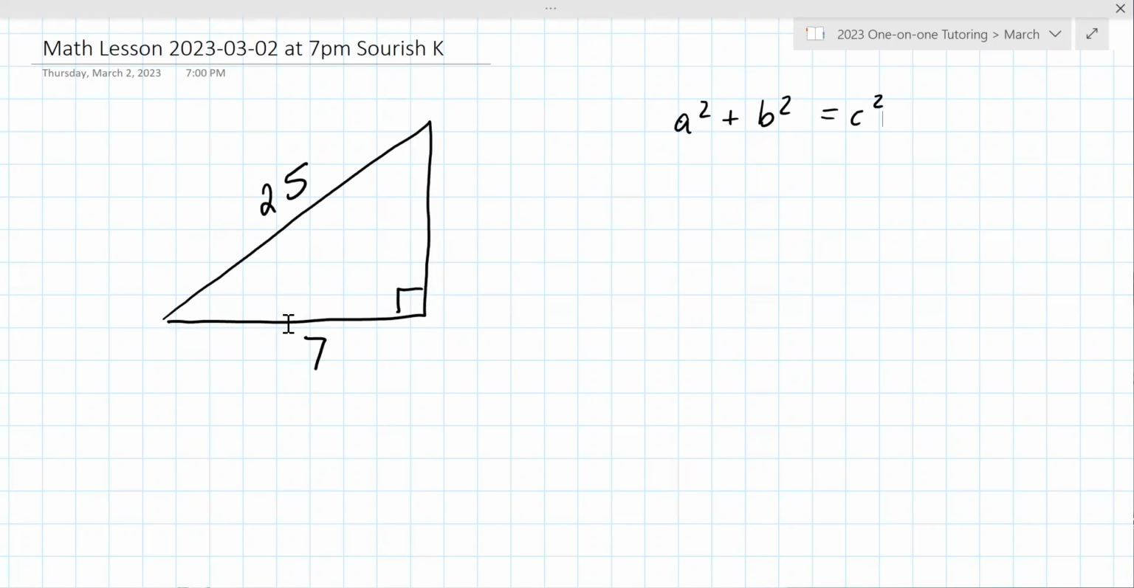7 is A, not A squared. So 7 squared plus b squared equals 25 squared. Yep. Okay, good. So why don't you use the calculator? The calculator right there. Go ahead and calculate this for us, please.